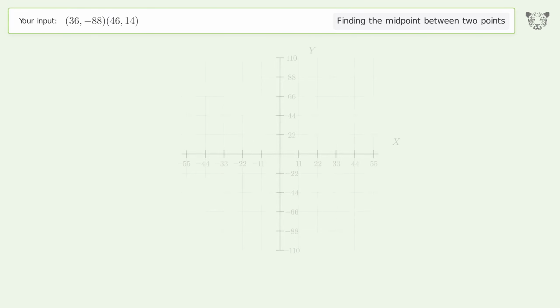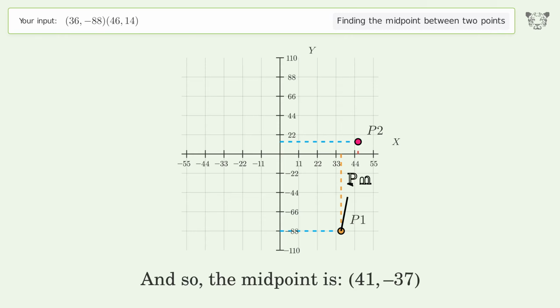And so, the midpoint is 41, negative 37.